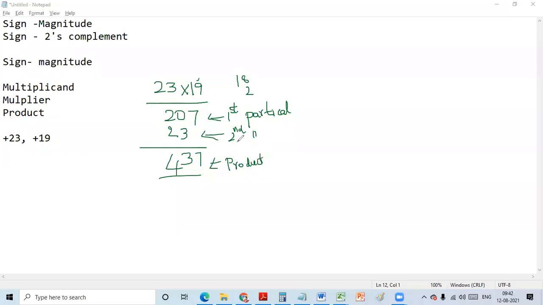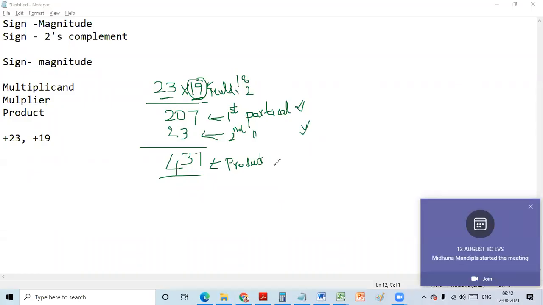Okay. So how many partial products do we have? 2. That completely depends on this number or this number. The number of partial products depends on 19, meaning on the multiplier, right? So based on the number of bits in my multiplier, the number of partial products will differ, right? So if I have an n-digit multiplier, I have n partial products. Okay, so this is how we do it in decimal.